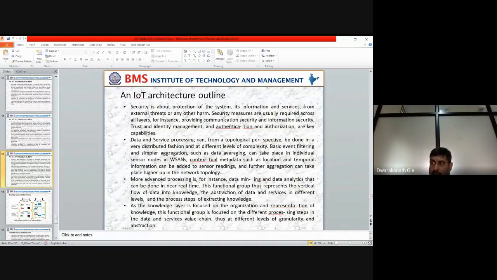So how will you take it out and make knowledge frames out of that? That's very important. The abstraction of data and services at different levels and process steps of extracting knowledge plays a very important role, as the knowledge layer is focused on the organization and representation of knowledge. I have told this many times.